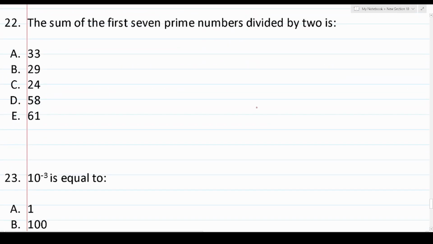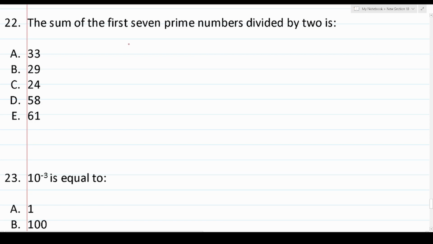All right, so number 22 says the sum of the first 7 prime numbers divided by 2 is. So to answer this one, we have to know the definition of a prime number. And that is any number that's only divisible by 1 and itself, and that excludes 1. Okay, so 1 is not a prime number. So let's go ahead and start with 2 then.